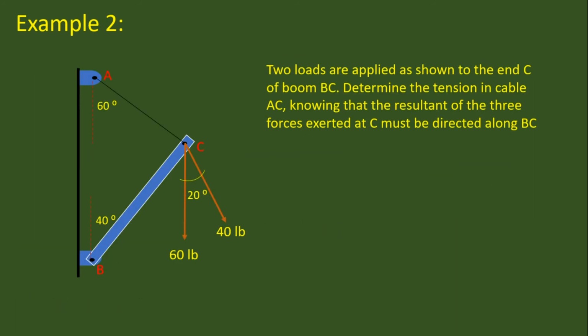Now for our example 2, we have two loads applied as shown to the boom BC. So determine the tension in cable AC, knowing that the resultant of the three forces exerted at C must be directed along BC. So yung tension sa cable AC, tapos meron tayong force na 60 pound at 40 pound. So yung result nilang tatlo kapag naghilahin sila, nadadirect siya dun sa may boom na BC, no? So papunta siya doon. Parang ganito.